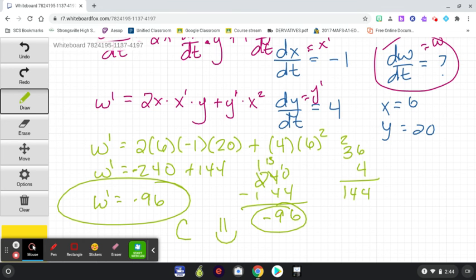Okay, so that should give you a little bit of review as to how these related rates are going to work with implicit differentiation. As always, complete these problems and be ready to ask me questions.